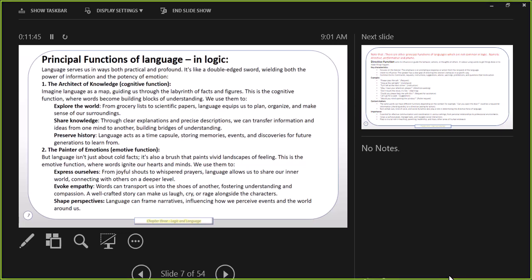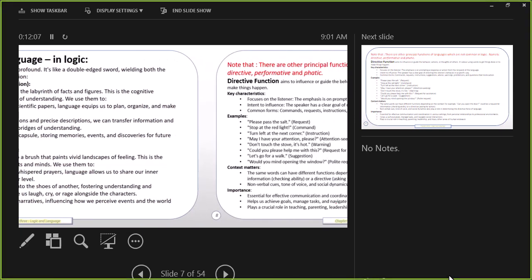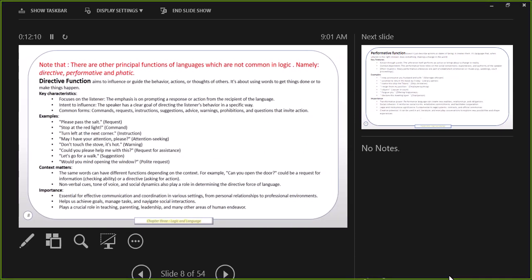To evoke is a word that can transport us into the shoes of another, fostering understanding and compassion, right? Stirring others' emotions or shaping the perspective or influencing the attitude of others, right? Expressing one's emotion, stirring the feeling of others and shaping the perspective, which is influencing the perspective of others, right? You have to note that there are other principal functions in addition to cognitive and emotive functions. There are other principal functions of language which are not common in logic, namely directive function, performative function, and phatic functions. They are not common in logic.